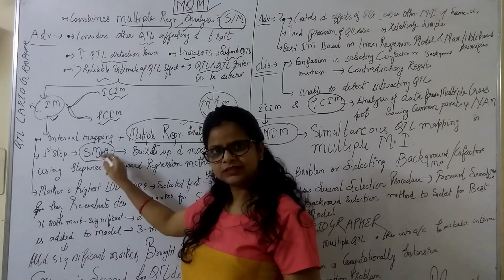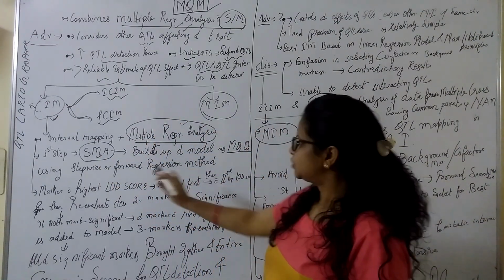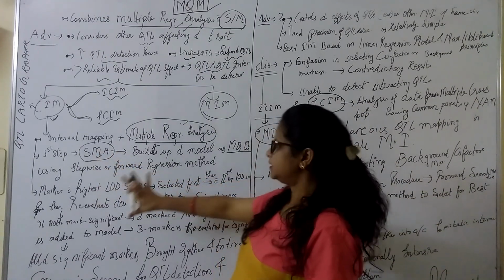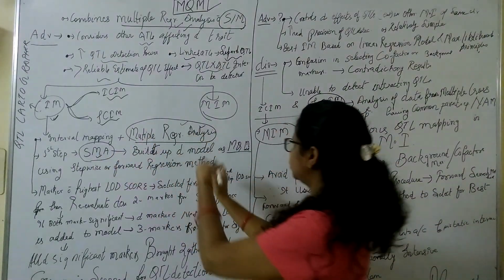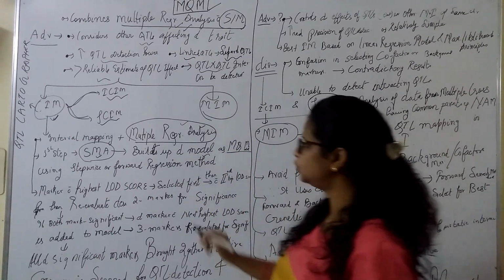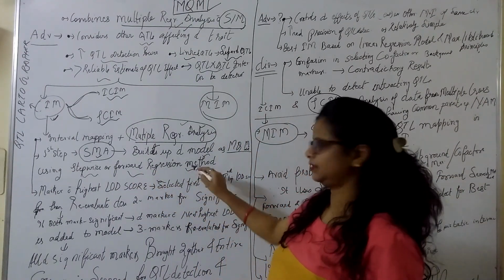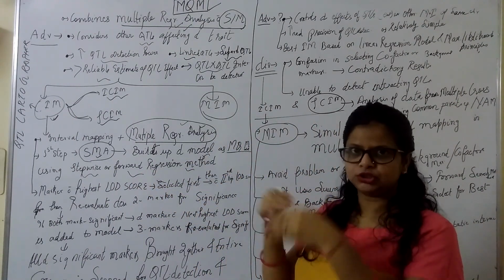First of all, at the first step, you will carry out single marker analysis, which I told you in yesterday's lecture. Now you will build up the model as a multiple QTL model. For that, you will carry out a stepwise or forward regression method to build it as a multiple QTL model.